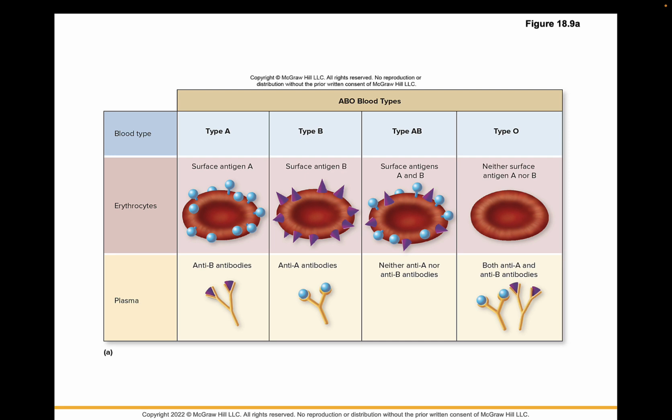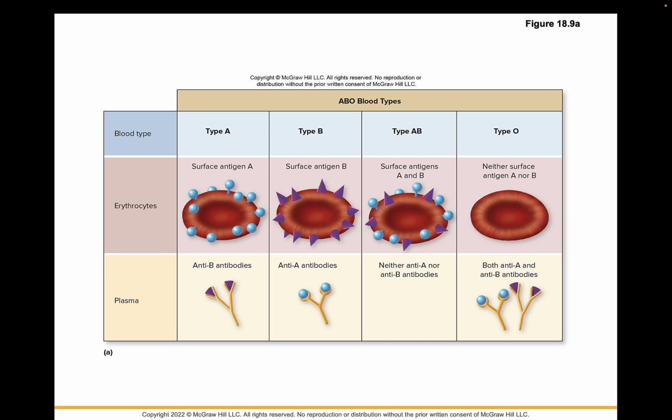So now we have type B. That will have that particular surface antigen, yet circulating in the plasma will be the anti-A antibodies. If we look at type AB, we basically look at A and B antigen on the surface of the red blood cell, but notice there will not be any antibodies. And remember the rule.